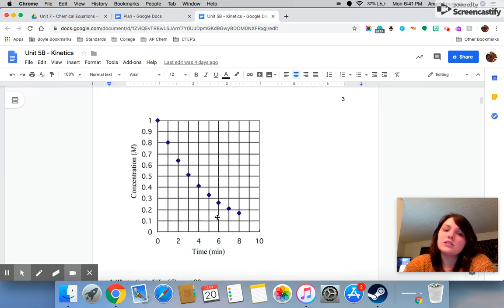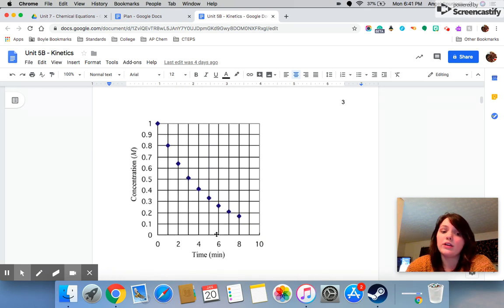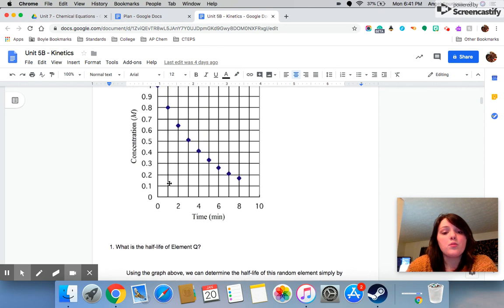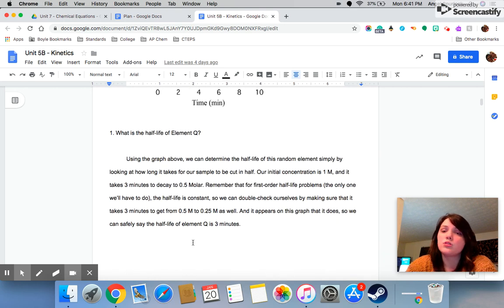Let's use this to do a quick example together. This is a concentration versus time graph, obviously not linear, so we're not dealing with a zero order reactant. This says, what is the half-life of element Q? Because we don't have the linear graph, we don't know K, but this graph is going to be pretty nice because it starts at 1. How long did it take us to go from 1 to 0.5? It took us about 3 minutes. So 1 half-life is 3 minutes.